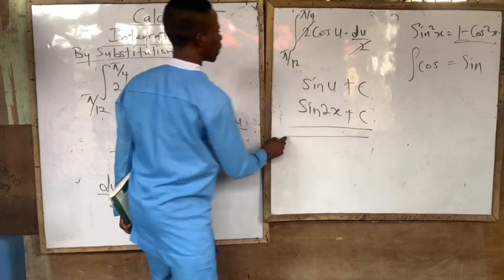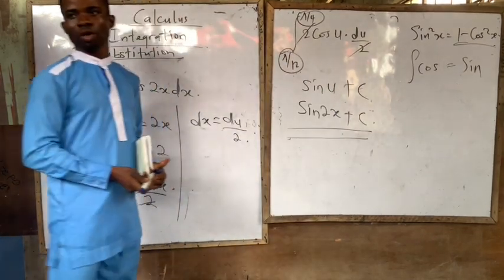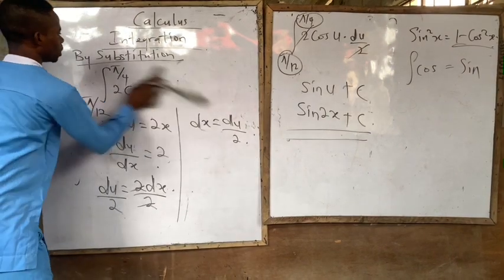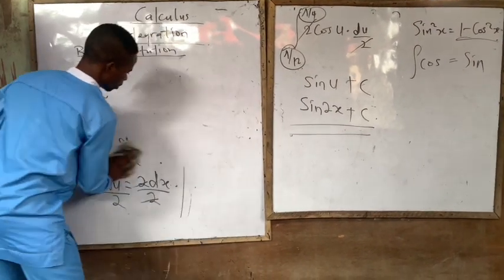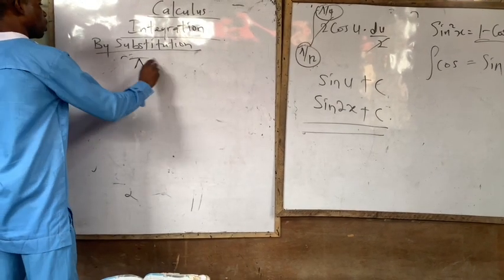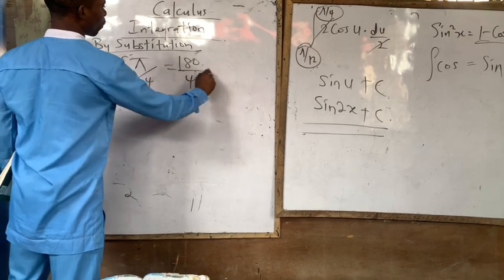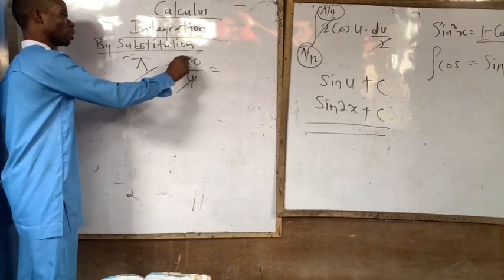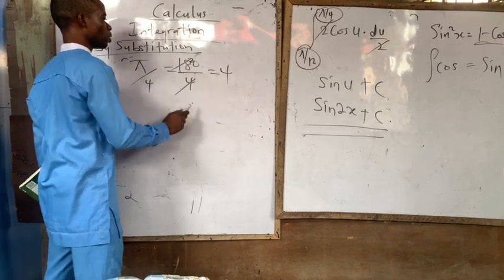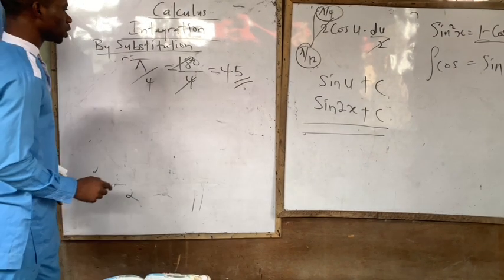But do not forget, you cannot stop here because of the upper limit and the lower limit. We are given the upper limit and the lower limit. Now, what do we do about them? The upper limit given to us is pi all over 4. What is pi all over 4? Pi is 180, all over 4. 4 in 18 is 4, remainder 2. 4 in 20 is 5. That means pi all over 4 is 45.